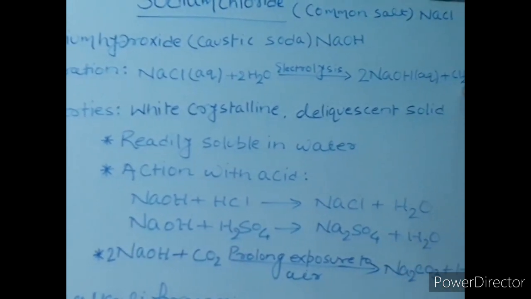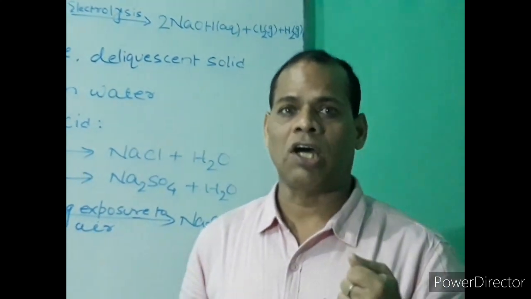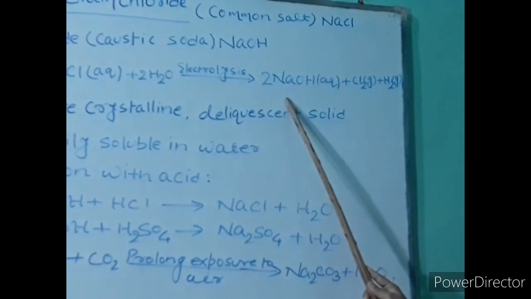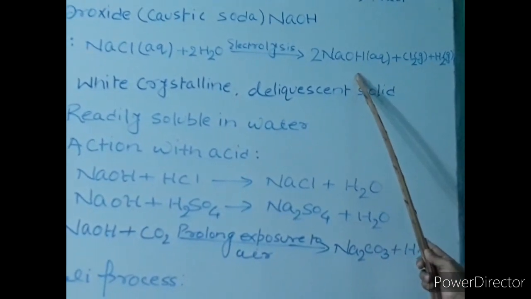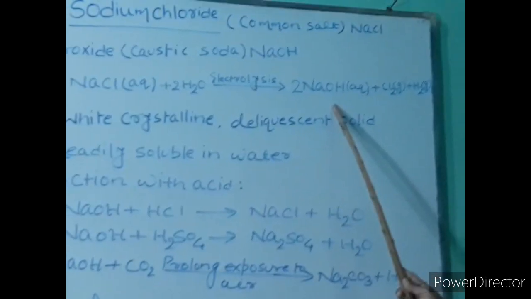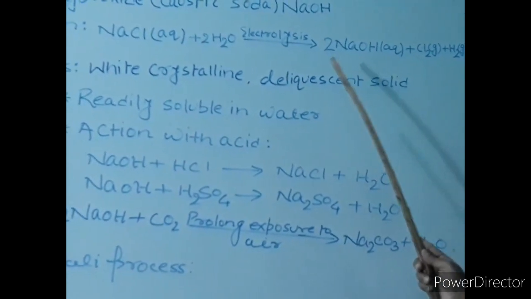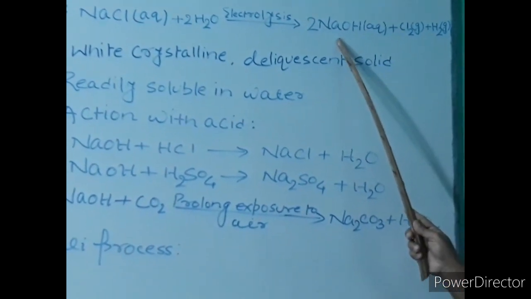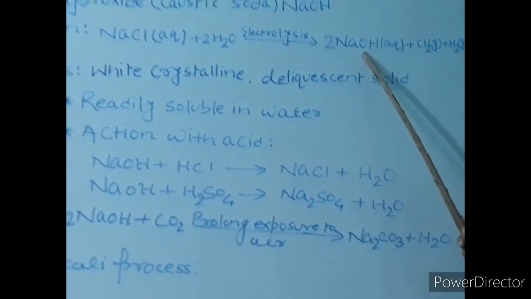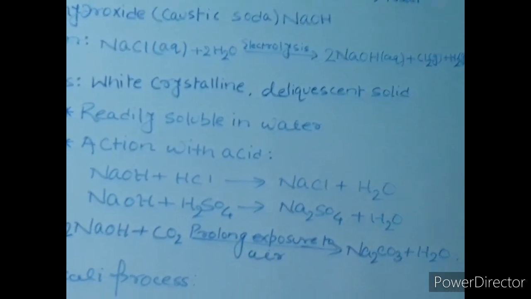This process is called the chlor-alkali process because in this process, as a main product, sodium hydroxide is prepared, that is an alkali. As you have already studied, the bases which are soluble in water are called alkalis. So sodium hydroxide is an alkali, and it is the main product because our objective is to prepare the caustic soda.